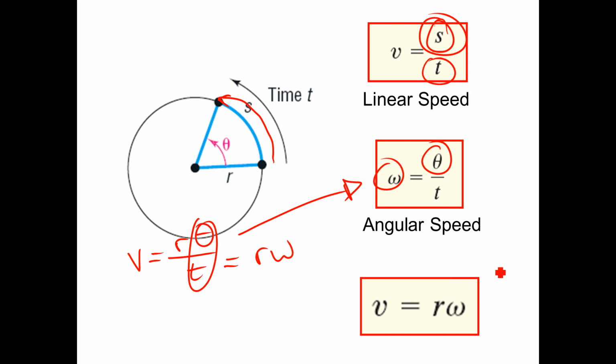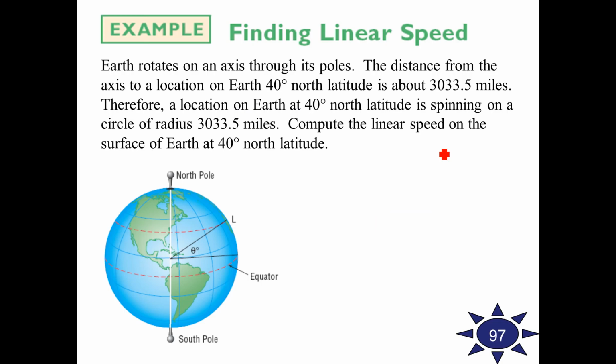Don't say w. Don't say funny 0. We've got theta and we've got omega. Alright, so let's use some formulas here. Now you can use any of these to figure this out. So the distance from the axis to a location on Earth at 40 degrees north latitude is about 33.5. Alright, so we don't have a perfect radius. The Earth is actually not a perfect sphere. It's kind of skinnier at the poles than it is at the equator. So we have a radius. We want the linear speed, so we want v, on the surface of the Earth at 40 degrees north latitude.